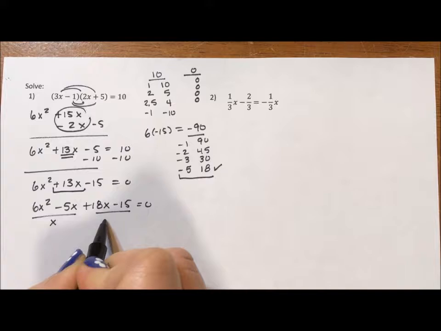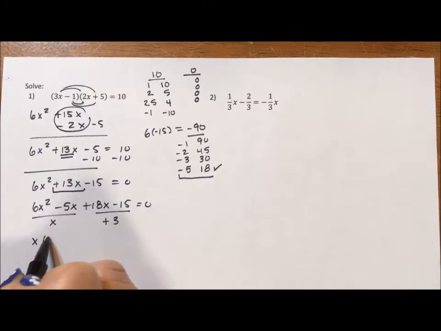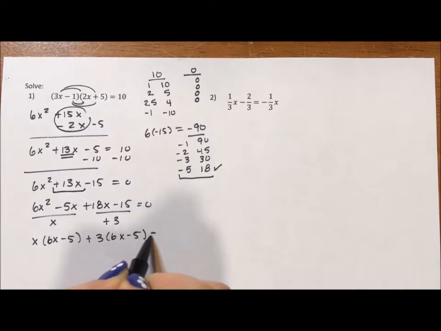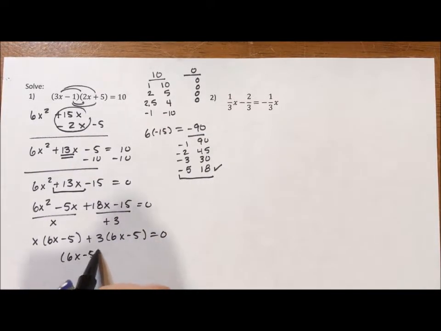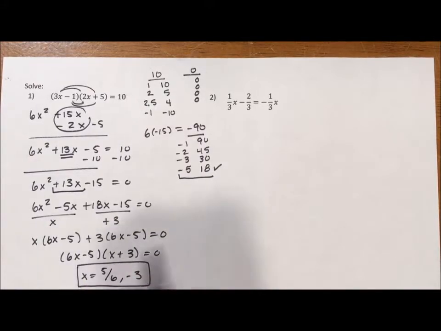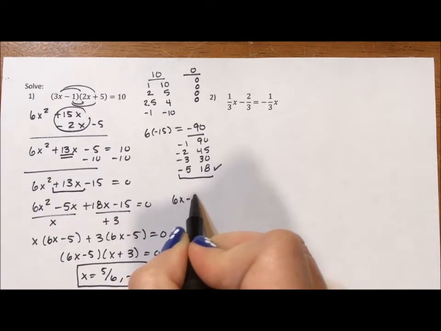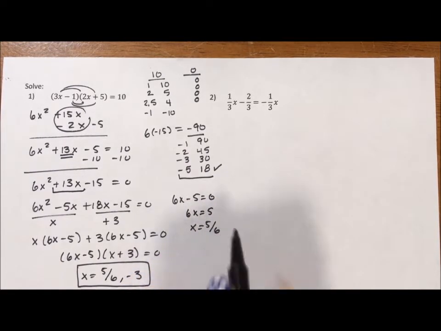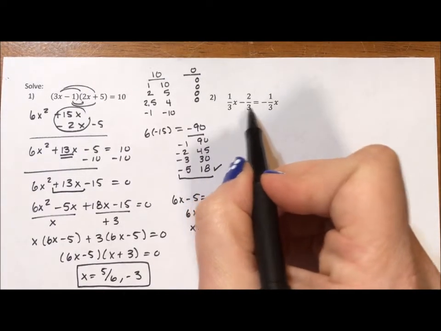Pull out an x, pull out a 3. x times 6x minus 5 plus 3 times 6x minus 5. So 6x minus 5 times x plus 3. So x is equal to 5 over 6 or -3. If you're wondering how I got that, basically I said 6x minus 5 equals 0 when 6x is 5, or x is 5 over 6. And then what makes this set of parentheses 0? A -3. Okay, for my second example, all my denominators are 3.